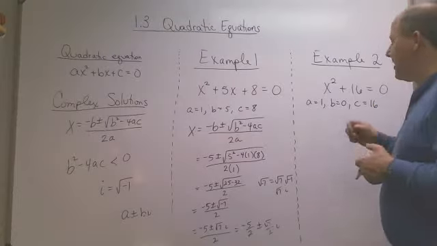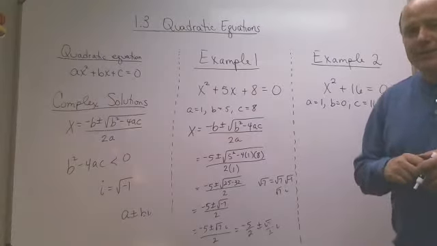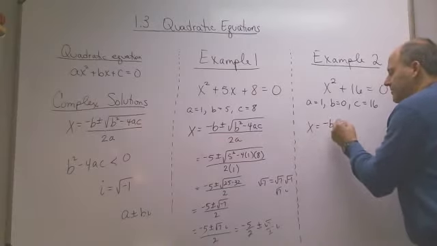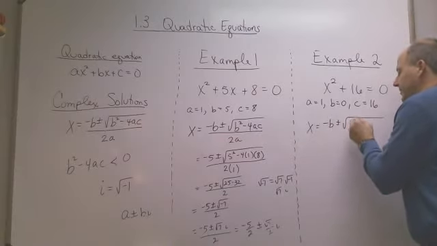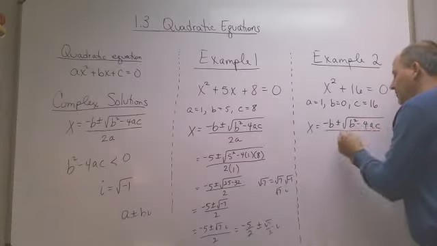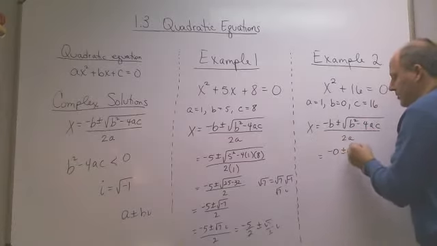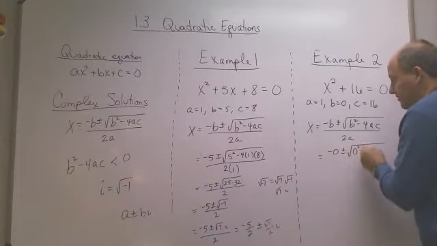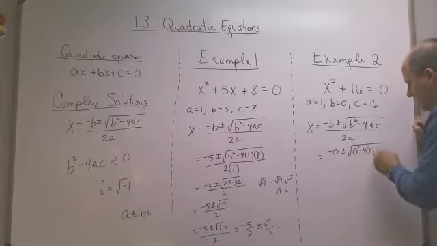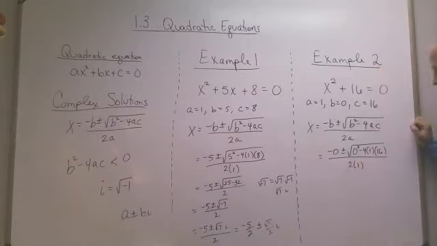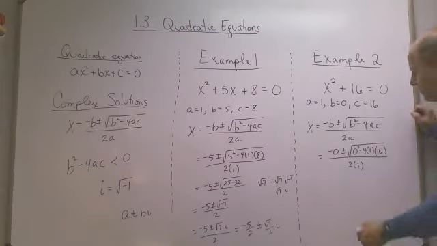And so right now, I'm just going to be consistent with the formula. So x is equal to the opposite of b plus or minus the square root of b squared minus 4ac all over 2a. So the opposite of b is negative 0, plus or minus the square root of 0 squared minus 4 times a, which is 1, times c, which is 16, all over 2 times 1. So you just plug the numbers in. And again, like I said a while ago, if you don't have the formula down right, it's going to be wrong. So you just got to be careful with those.